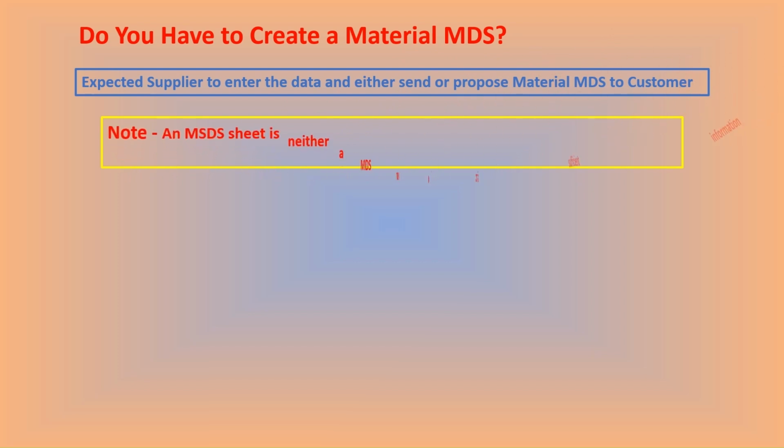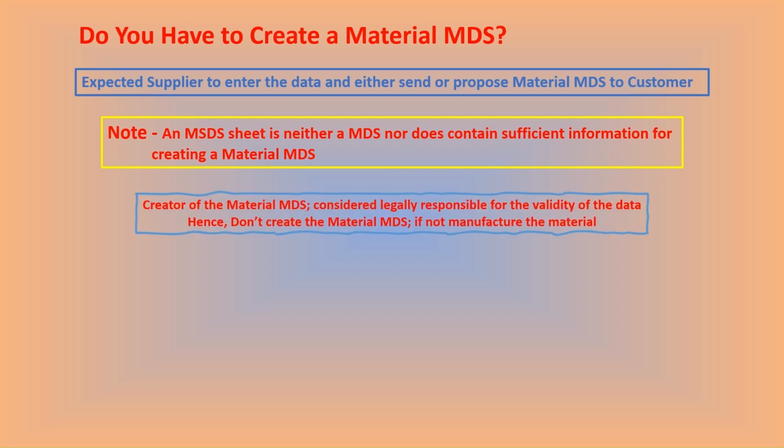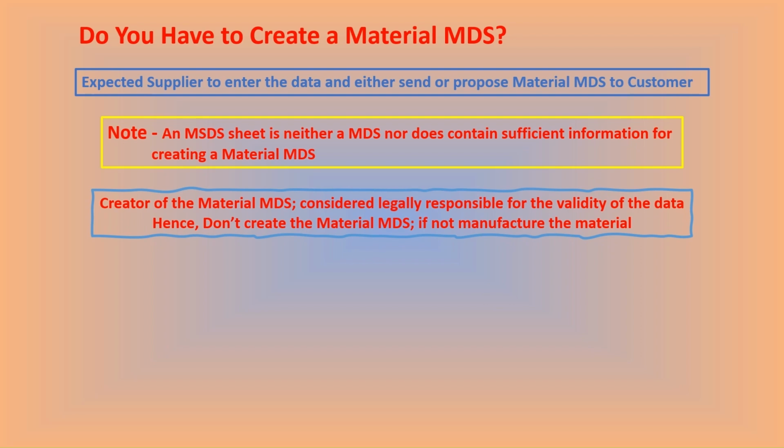Do you have to create a material data sheet? In fact, the supplier is expected to create the Material MDS and send or propose it to the customer. An MSDS sheet is neither an MDS nor does it contain sufficient information for creating a Material MDS. Worth noting, the creator of an MDS is considered legally responsible for the validity of data, and hence it is better not to create a Material MDS if you are not the supplier.